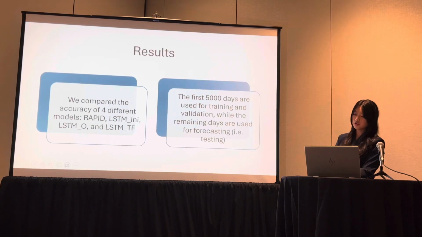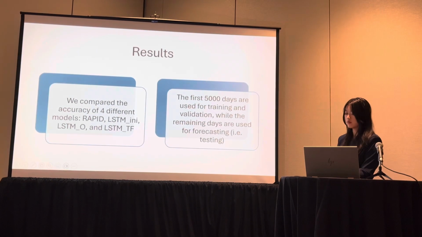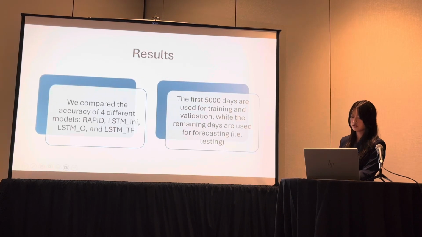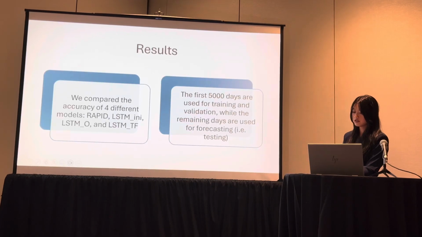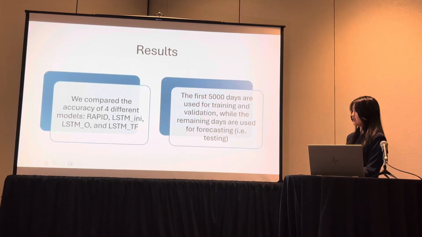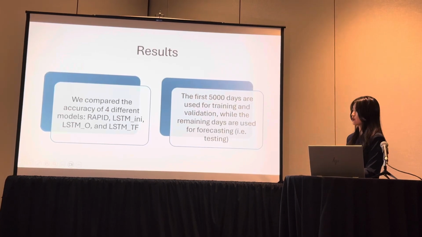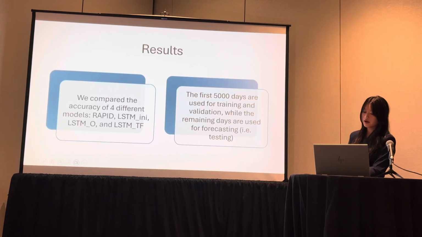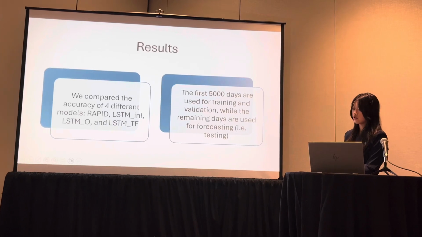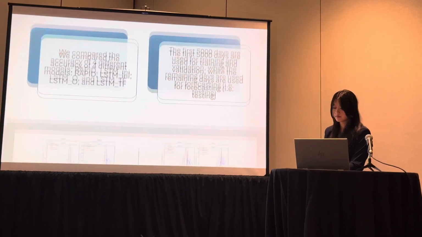And to show the results, we compared the accuracy of 4 different models: the RAPID simulation data, which you just saw, the initial LSTM, the LSTM trained on observation data, and then finally the LSTM trained using transfer learning, which we believe should be the most accurate. And we used the first 5,000 days for training and validation, while the remaining days were used for testing.